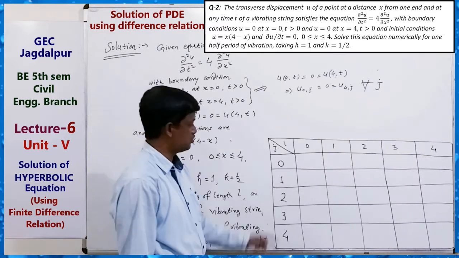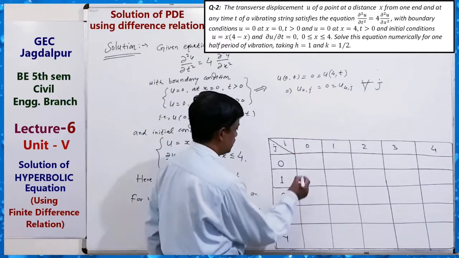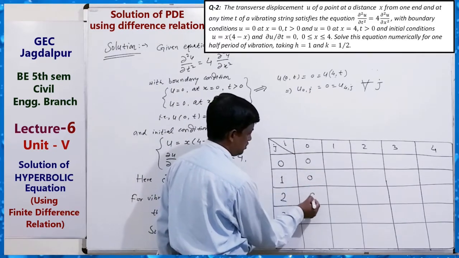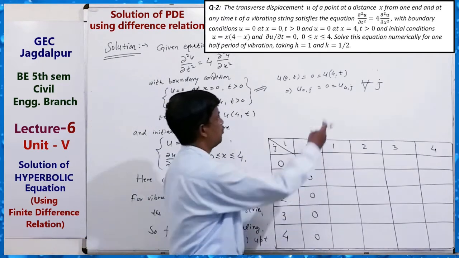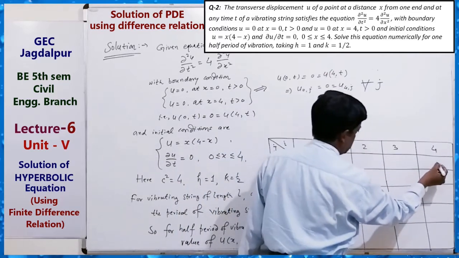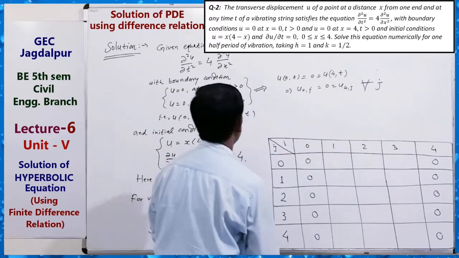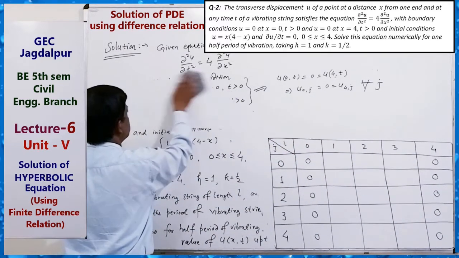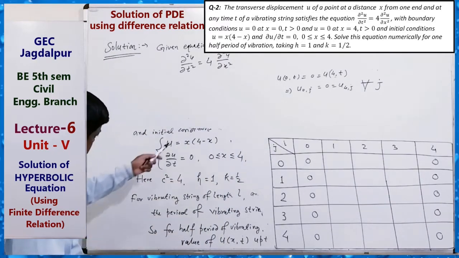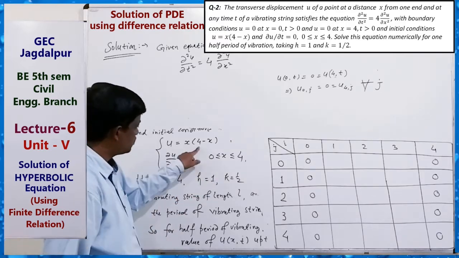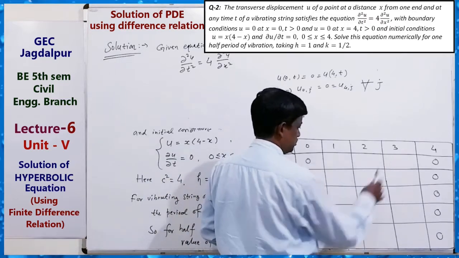That means j equals 0, 1, 2, 3, 4. But if x equals 0, i equals 0, then all the values are 0. So that is 0, 0, 0, 0, 0. And also for 4, this will be 0. This is the boundary condition. By using this boundary condition, we get values like this. Okay. Now this is the initial condition. By using this initial condition, we can first get the value at here, these three values. Clear?